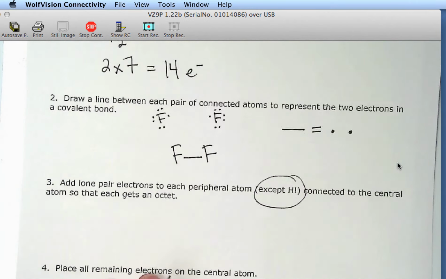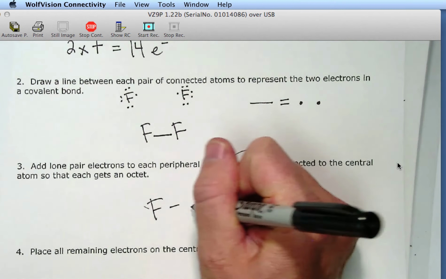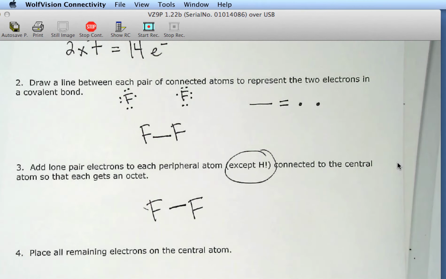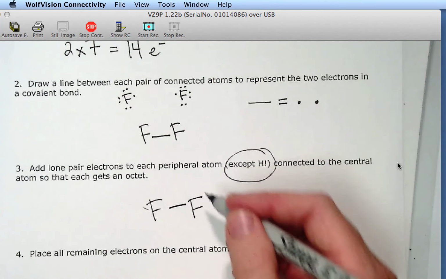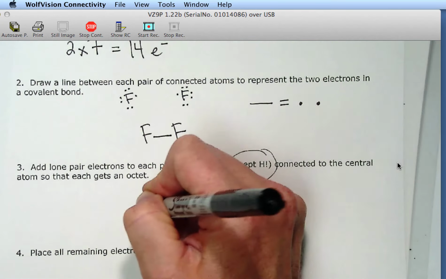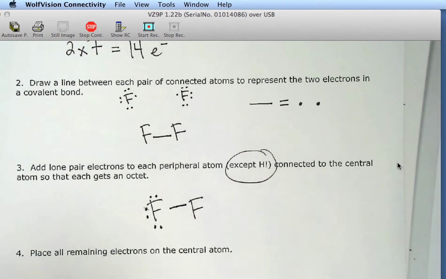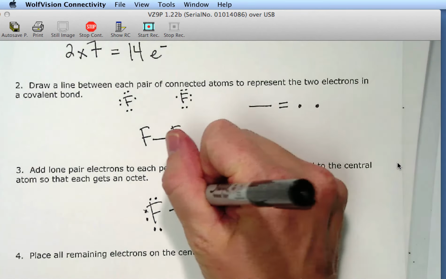Step 3: add lone pair electrons to each peripheral atom except hydrogen, connected to the central atom, so that each gets an octet. What does that mean? Lone pair electrons are electrons that aren't actively participating in the bond. These are electrons that wouldn't be denoted by a line, but rather just as dots above or below, to the left or right. So for this electron dot structure, I need to give this fluorine 2, 4, 6, 8 electrons, so it has an octet. I need to do the same thing to this other atom over here.